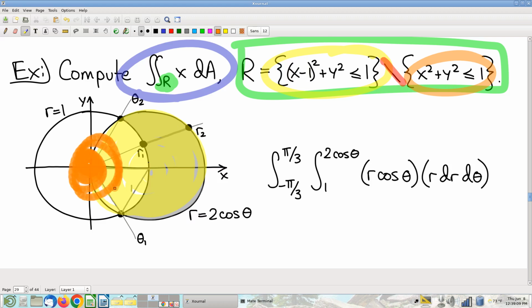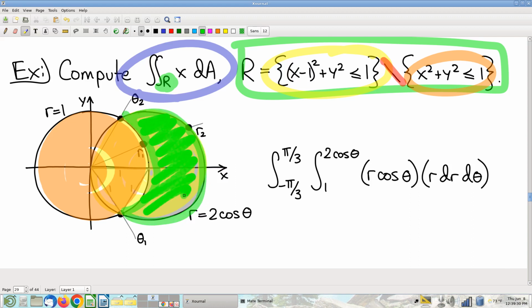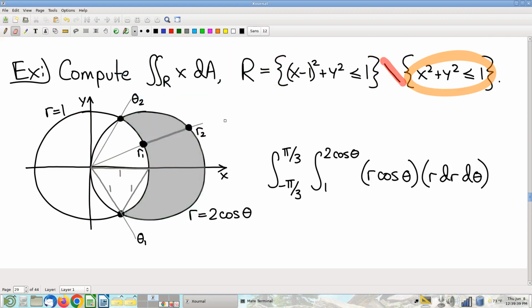So my domain here, that I'm momentarily going to color in green, is the yellow disk, the part of the yellow disk that does not include the orange disk. And so, of course, that's just this right here. There we go. Does everybody see that? All right, so there's our domain.